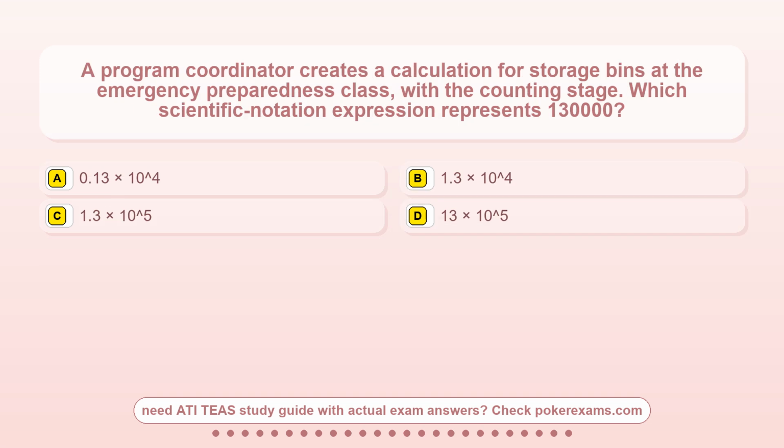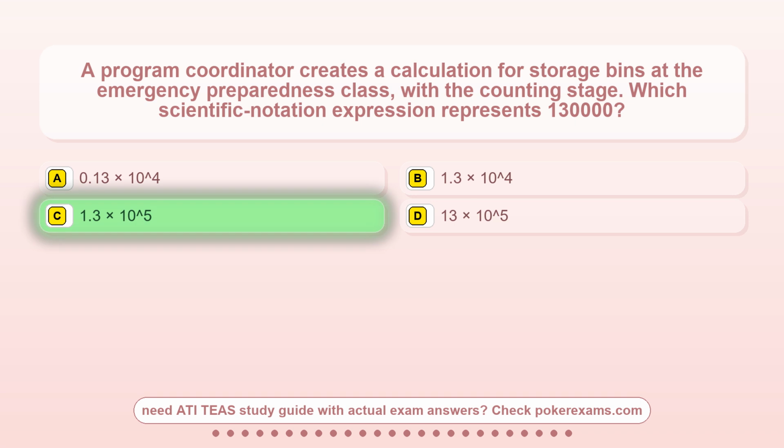A program coordinator creates a calculation for storage bins at the emergency preparedness class, with the counting stage. Which scientific notation expression represents 130,000? Option A, 0.13 times 10 to the power of fourth. Option B, 1.3 times 10 to the power of fourth. Option C, 1.3 times 10 to the power of fifth. Option D, 13 times 10 to the power of fifth.